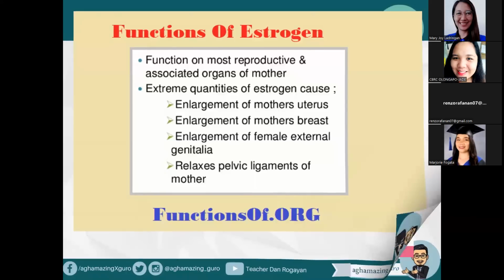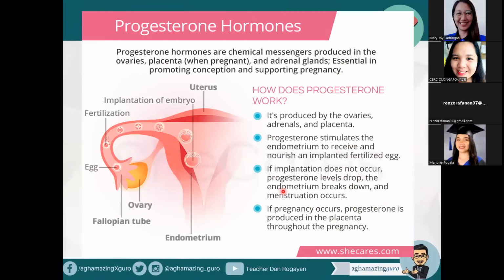Okay, while on the other hand, progesterone naman are chemical messengers produced in the ovaries, placenta when pregnant, and adrenal, essential in promoting conception and supporting pregnancy. So pag conception, supporting pregnancy, progesterone. Progesterone, pregnancy. Conception, part pa rin ng pregnancy. Paglilihi, di ba? How does progesterone work? It's produced by the ovaries, adrenals, and placenta. Progesterone stimulates the endometrium to receive a nourished and implanted fertilized egg. If implantation does not occur, progesterone levels drop, the endometrium breaks down, and menstruation occurs.